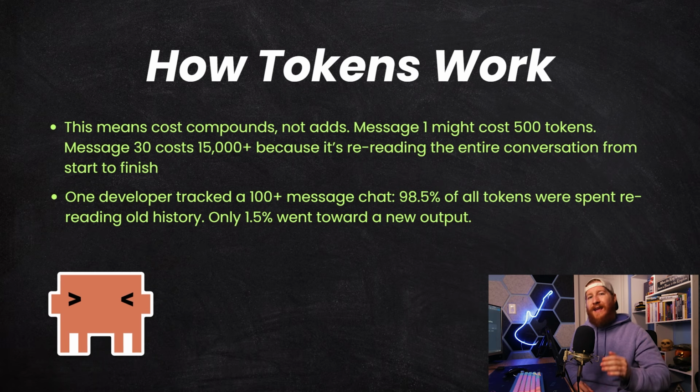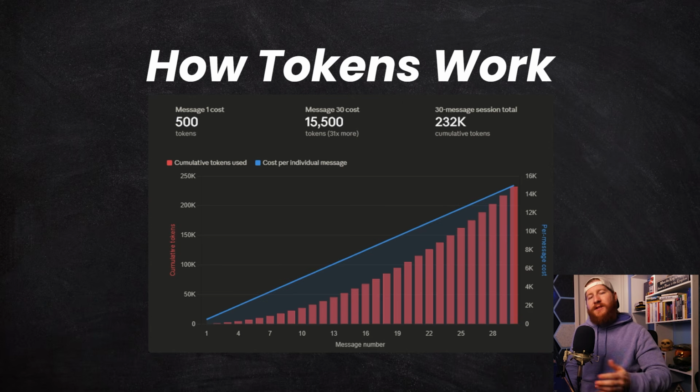One developer even tracked a 100-message chat and found that 98.5% of all the token spend was spent rereading old history. Only 1.5% of that actually went towards a new output, which is a substantial waste of tokens. If you're just blasting off messages, that is definitely eating up your token usage for the week. Look at this visual. It makes it easier to see and understand. After the first few messages, it's not a big deal. But when you get past 10, 15 messages, it starts to compound and become extremely expensive, wasting tokens just rereading your previous conversations.